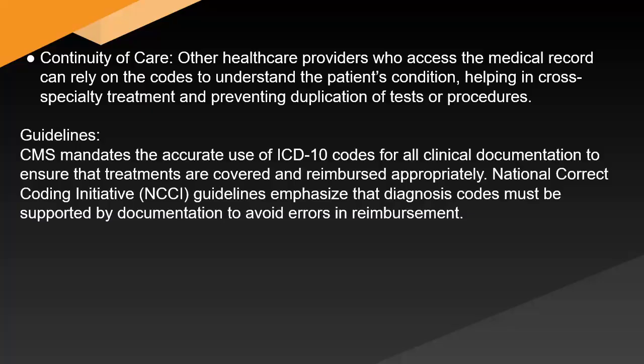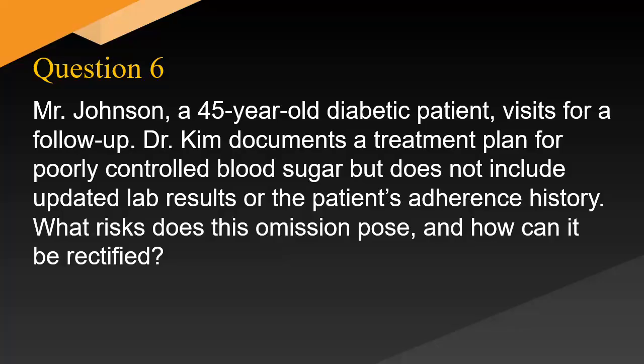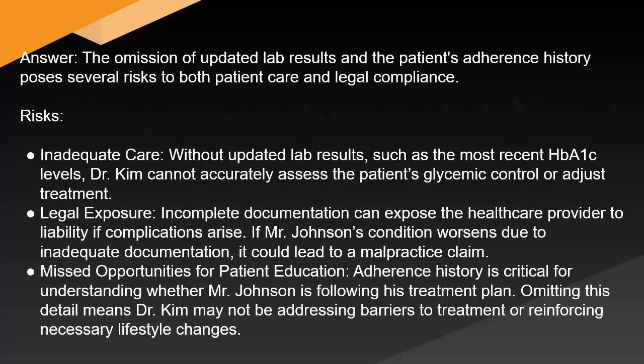Mr. Johnson, a 45-year-old diabetic patient, visits for a follow-up. Dr. Kim documents a treatment plan for poorly controlled blood sugar but does not include updated lab results or the patient's adherence history. What risks does this omission pose, and how can it be rectified? Answer: The omission of updated lab results and the patient's adherence history poses several risks to both patient care and legal compliance. Risks: inadequate care.